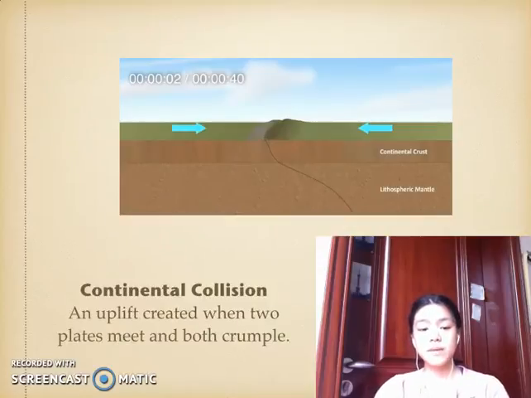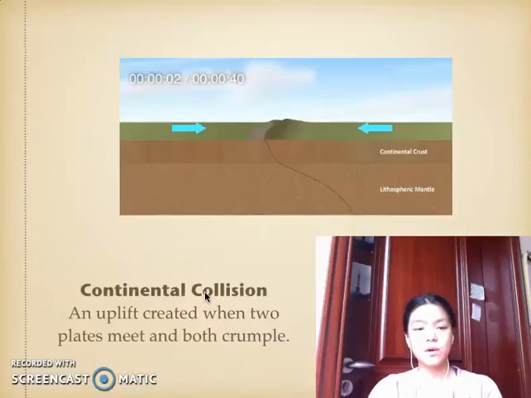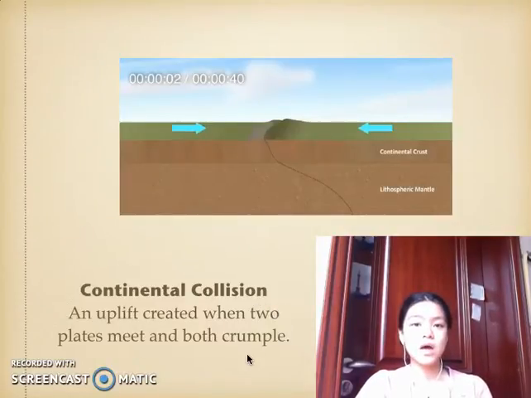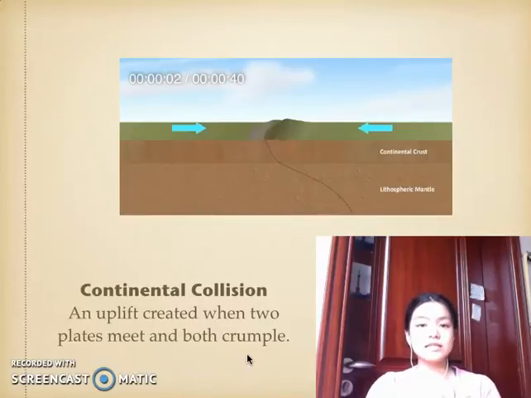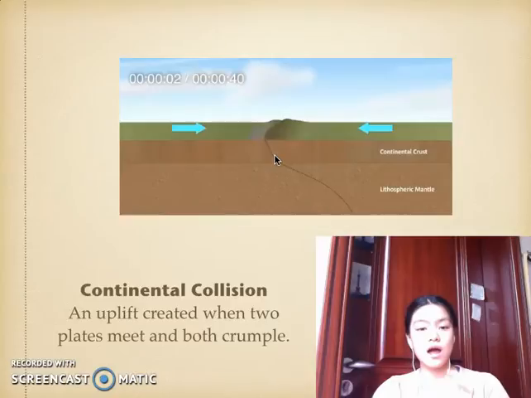If you guys still remember convergent plate boundary, which is where two plates meet and one sinks beneath the other, that only happens when one plate is more dense than the other, and that more dense plate is the sinking one. But what happens when two plates have similar or identical density?